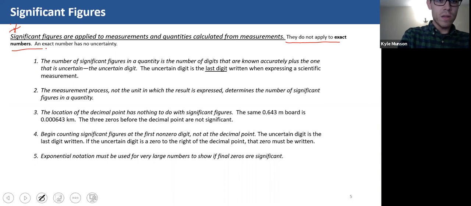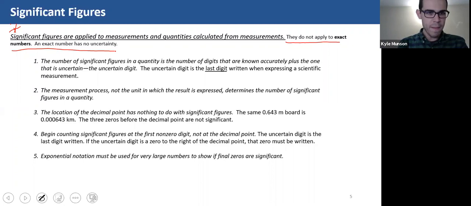Significant figures: exact numbers don't have uncertainty, like counting numbers or numbers fixed by definition. Okay, so moving on then, the number of significant figures in a quantity is the number of digits that are known accurately plus one uncertainty digit.